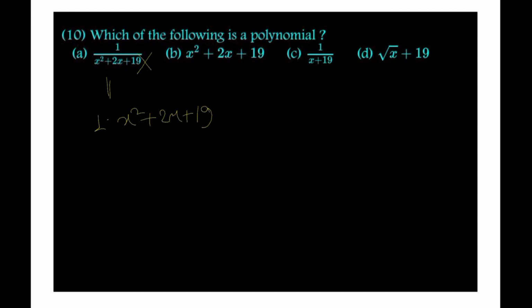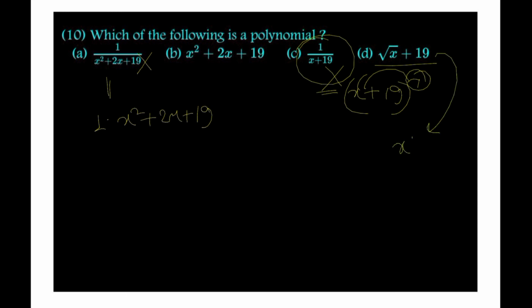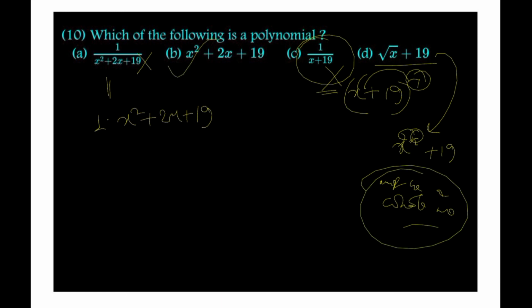So that's all for this. Next one, C. This is also the same case, we can write it as x plus 19 raised to the power minus 1. So for this same case, it cannot be a polynomial. And the next one, square root of x plus 19. Square root of x can be written as x raised to the power half plus 19, and the power of a variable can't be a fraction, it must be a whole number. So B is the answer. That's all for this chapter.